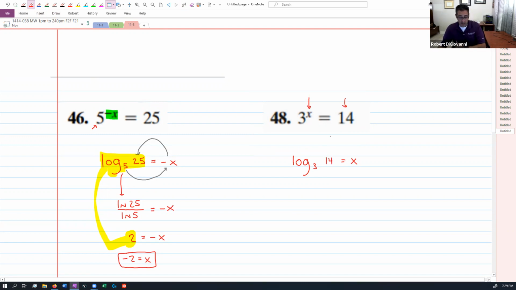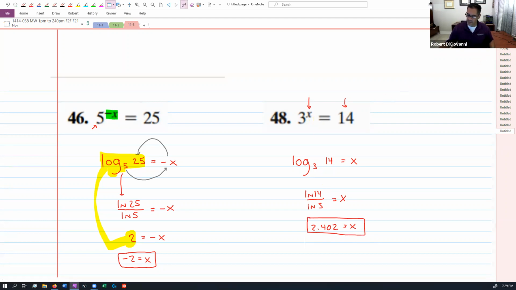We're going to need our calculator here, actually, because we can't figure this out in our heads. 3 raised to what power is 14? Don't know. So I'm just going to get on my calculator. Natural log 14 over natural log 3 equals x. Let me go ahead and do that. Natural log 14 divided by natural log 3, and I get approximately 2.402 is equal to x. And I'm done. All right, smooth sailing so far.